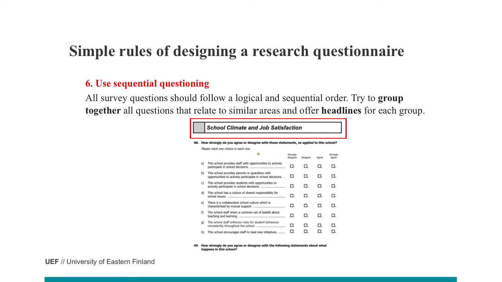Sixth rule is use sequential questioning and try to group the questions together under certain headlines. This is an example, I think, from the Thales questionnaire. The headline is school climate and job satisfaction, and there are 8 questions related to the school climate, I think. And the teachers responded between strongly disagree and strongly agree.